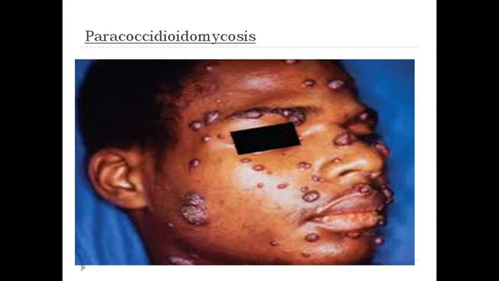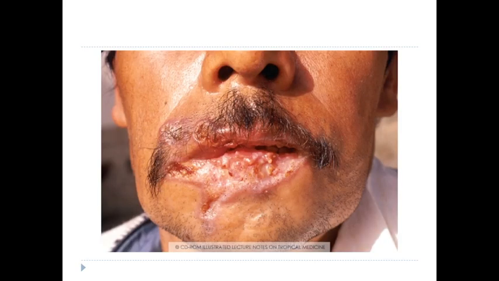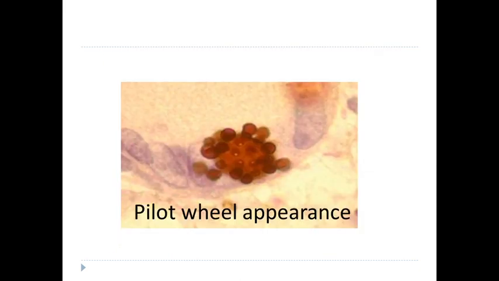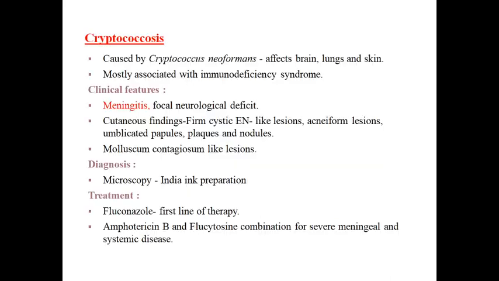Clinically they are papulonodular lesions on the face, and mucosa is also involved along with the skin. Then pilot's wheel appearance is seen in histopathology of the fungus. And then another important opportunistic fungal infection, that is cryptococcosis, caused by Cryptococcus neoformans. It affects the brain, it causes meningitis in immunocompromised patients. Then lungs are also involved, and skin can also be involved secondarily. And mostly it is associated with immunodeficiency syndrome.